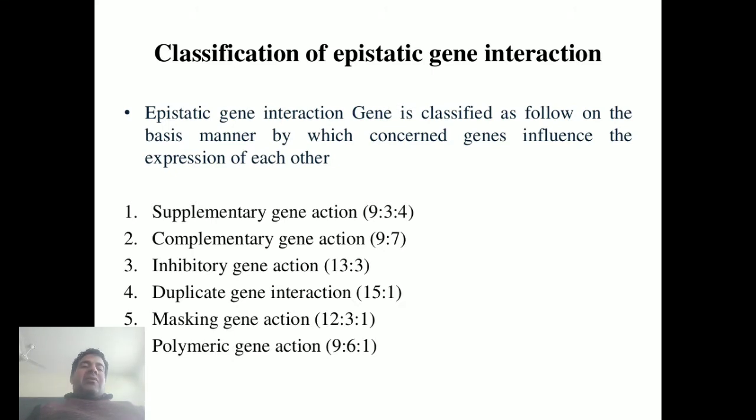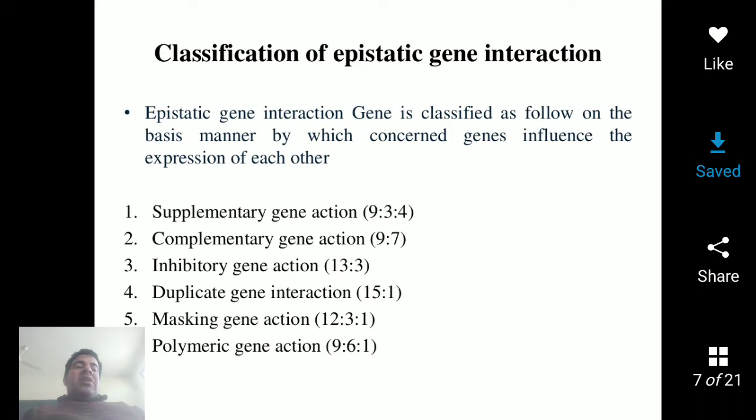Classification of epistatic genes. The classification is as follows. First, supplementary gene action, with phenotypic ratio 9:3:4. Second, complementary gene interaction, 9:7. Third, inhibitory gene action, 13:3 phenotypic ratio. Duplicate gene interaction, 15:1 ratio. Masking gene, 12:3:1 phenotypic ratio. Polygenic gene interaction, 9:6:1.